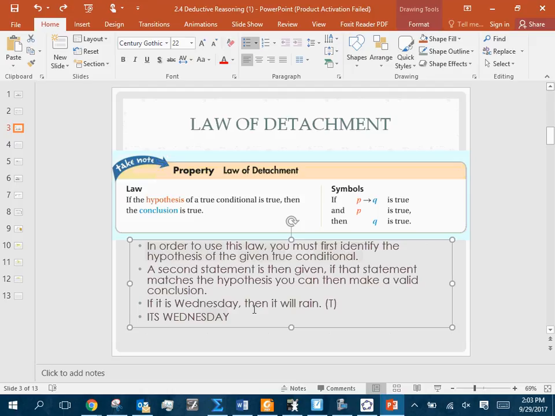Okay. When it says if the hypothesis of a true conditional is true, so this is a true conditional. They're saying this is the hypothesis being true. If this, they're just saying, it's a better way for them to say this second statement matches the first statement's hypothesis. If they match, then this conclusion here is true for that new statement. Does it say law of detachment? Law, L-A-W.